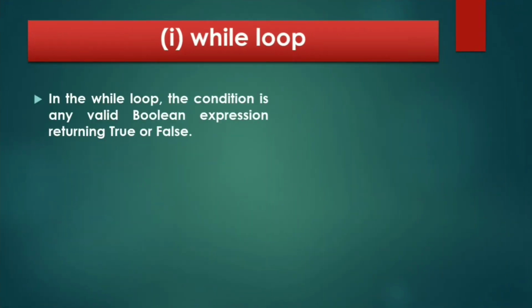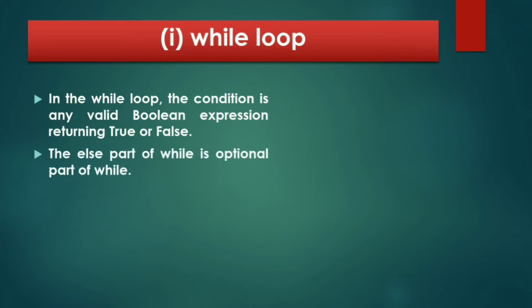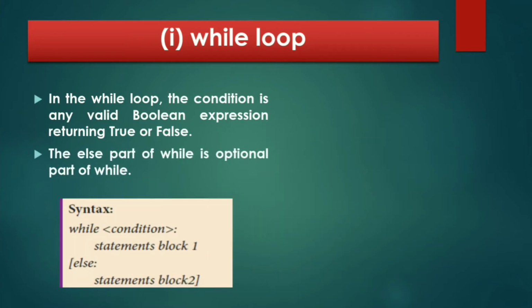So in while loop we set the condition and that condition will give the result as a boolean expression. It can be true or it can be false. In case the expression is true, we have statement block 1 to execute multiple times. Or else if the condition is false, we will not execute block 1. Instead we will move to the else block and execute block 2. This else statement is completely optional.